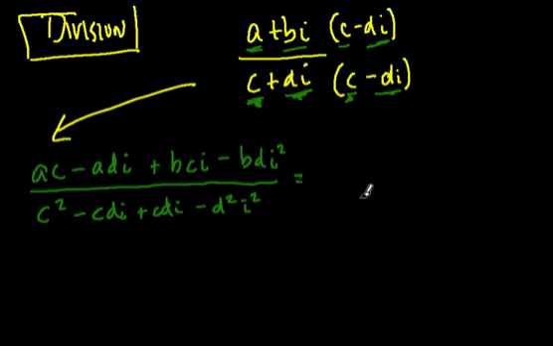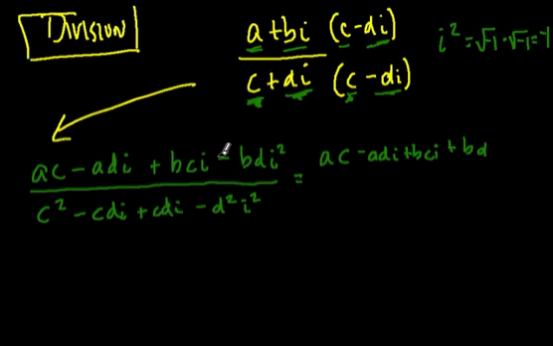Okay, so we're going to simplify. We're going to remember that I squared is equal to negative 1, the square root of negative 1 times the square root of negative 1, which is just negative 1. So wherever we see an I squared, we're going to replace that with negative 1, and wherever we see like terms, we'll combine those as well. So we have AC minus ADI plus BCI plus BD. What I did there was I subtracted a negative BD, because it's negative 1 times BD. Subtracting a negative BD is the same thing as adding BD.